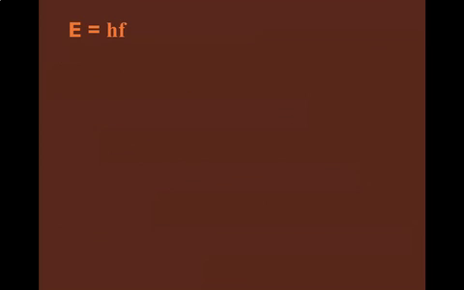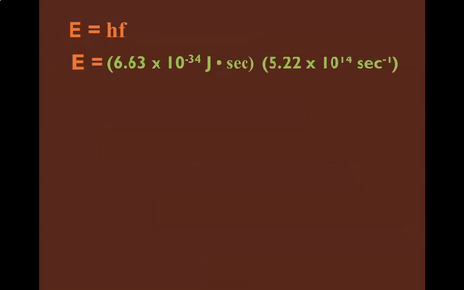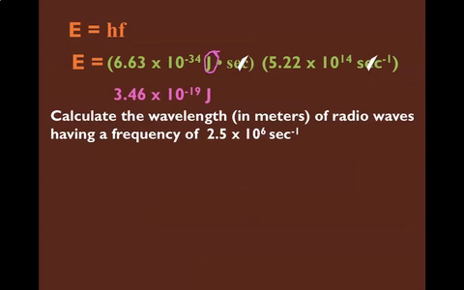Then it also asked me to find the energy. So now that I have the frequency, I can get the energy. I always know h is 6.63 times 10 to the negative 34th. I just found on the last slide my frequency, which is 5.22 times 10 to the 14th. All I have to do is multiply those two in my calculator to get my energy, which is 3.46 times 10 to the negative 19th joules, and that will be our unit for energy. That's because seconds cancel out.